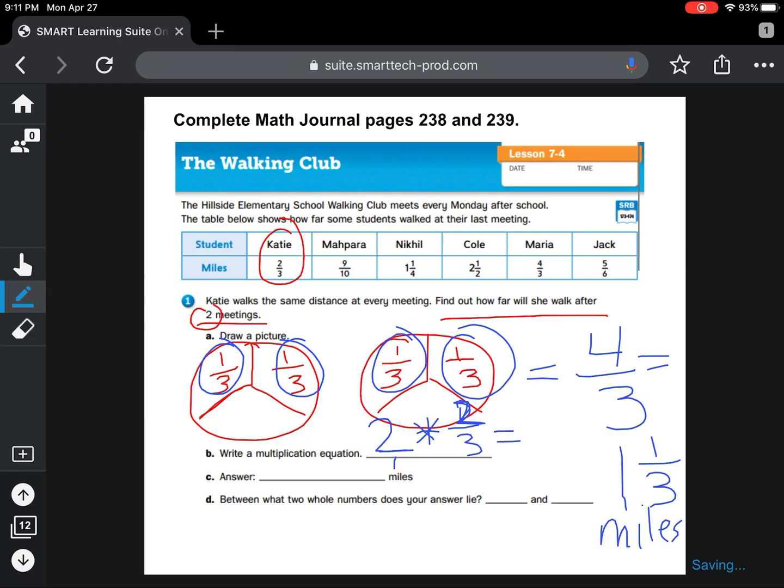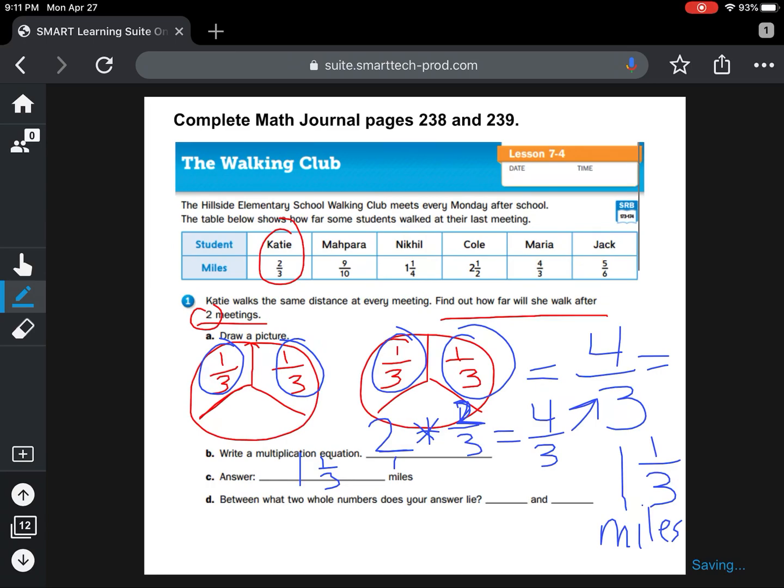So then I can multiply at the top. 2 times 2 is 4. 1 times 3 is 3. That matches what we said up here. She walks 4/3 miles, which when converted to a mixed number is 1 1/3 miles.